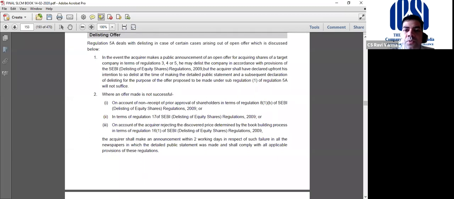So if you do not receive that consent in terms of the delisting regulations, then obviously you cannot go with the delisting. Then what you can do is make another announcement to the public that the delisting was not successful, and you can go ahead with only the takeover, the continuation of the takeover. Okay. So now a delisting offer can be clubbed.